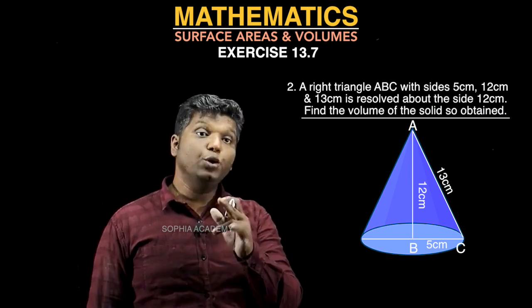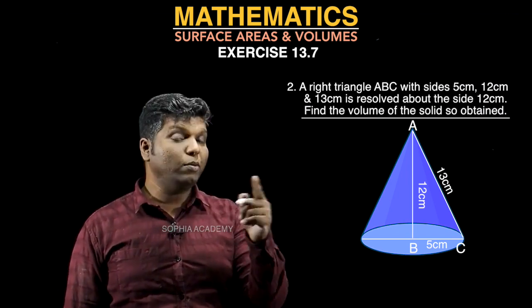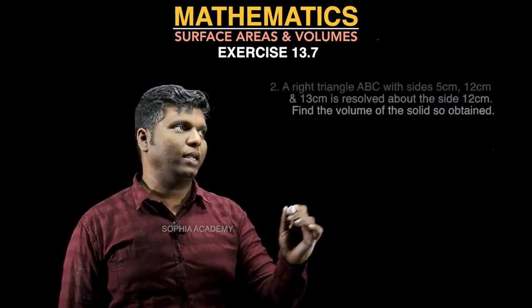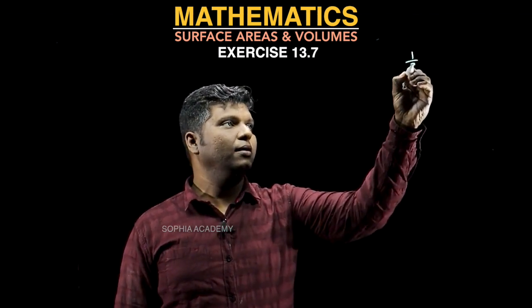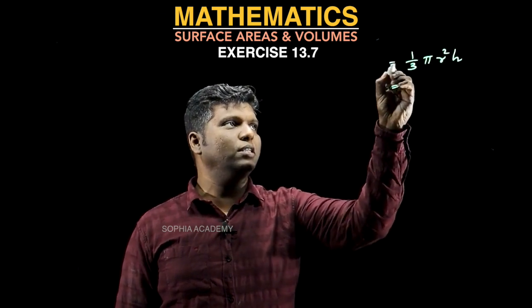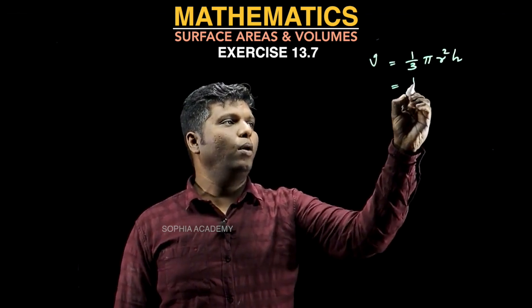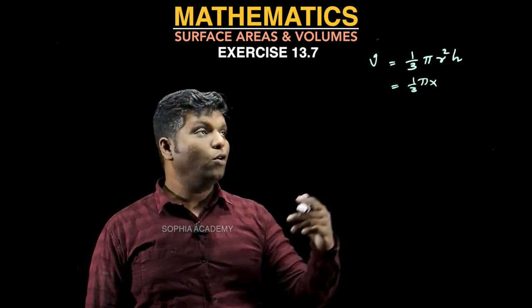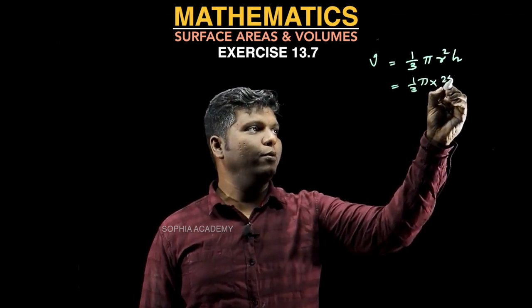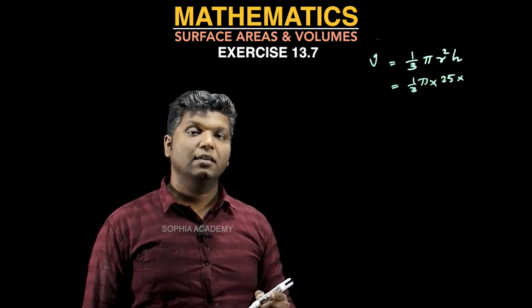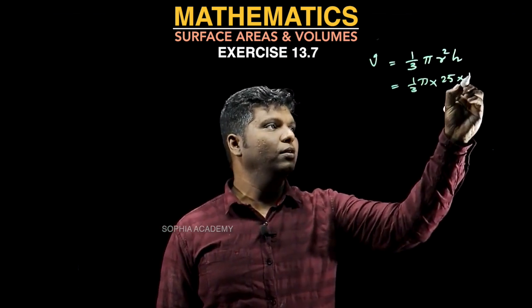Now what's our question? You have to find the volume of the cone. What is the equation to find the volume of a cone? It is 1 by 3 pi r square h. That's equal to the volume, right? Now 1 by 3 pi into, what is the radius? Here it is 5. 5 into 5 is 25. Into, what is your height? Here the height is 12, right? So 12.